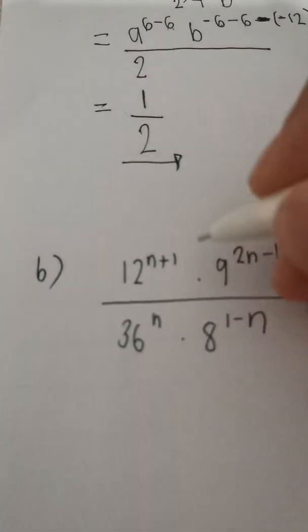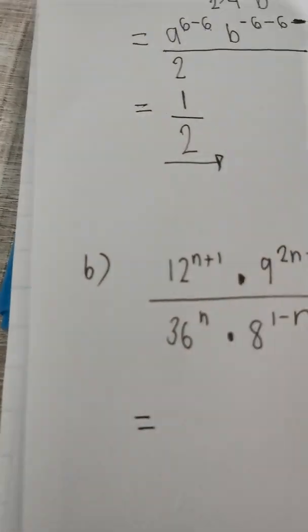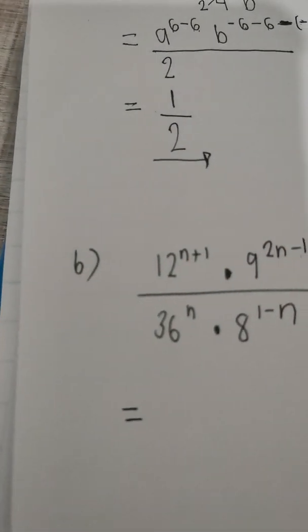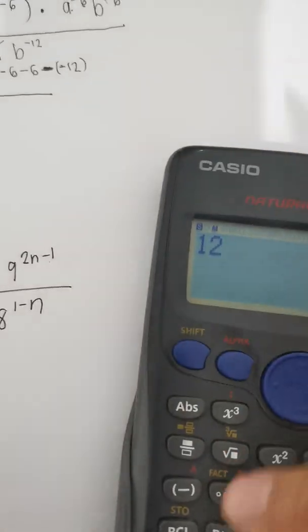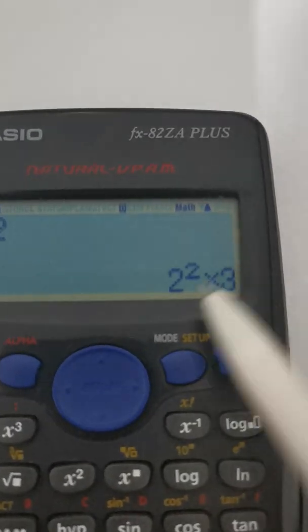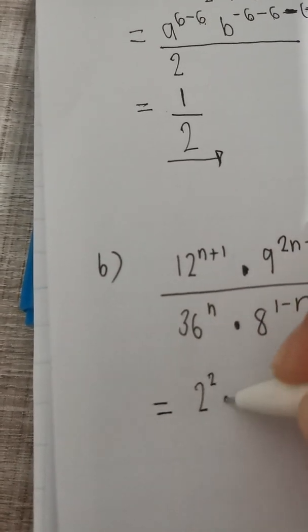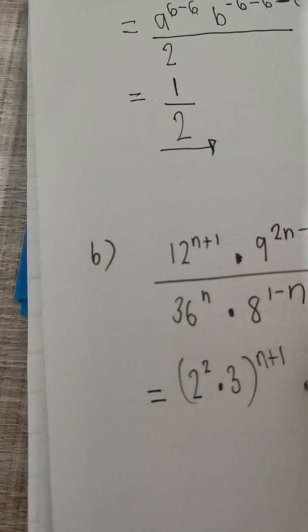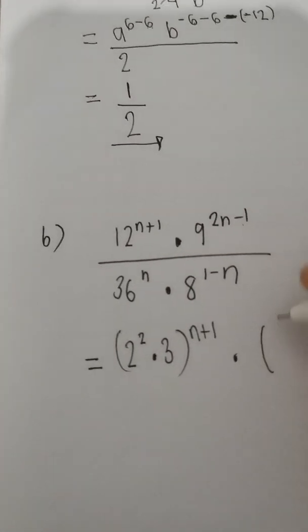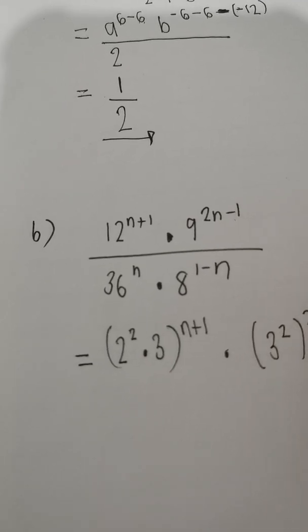What about this one here? We need to get the bases to be the same. 12 can be written as 3 times 2 squared. Let's double check if I'm right. 12 equals, yeah, 3 times 2 squared. So 2 squared times 3, to the power of n plus 1. 9 is the same thing as 3 to the power of 2, 2n minus 1.